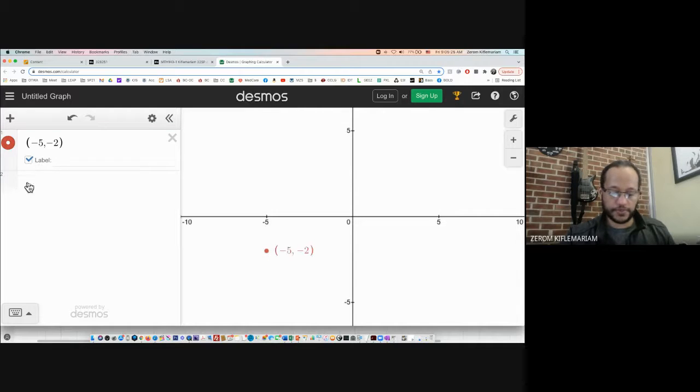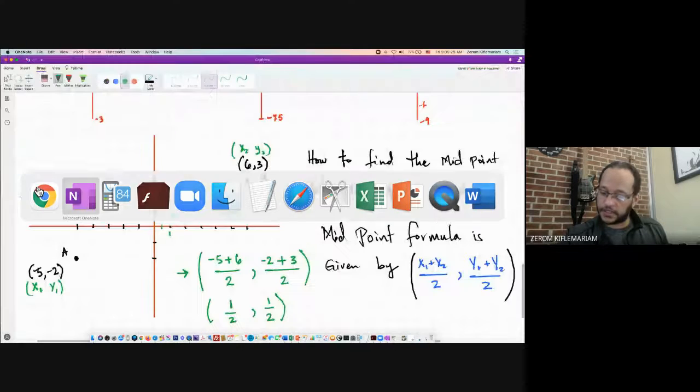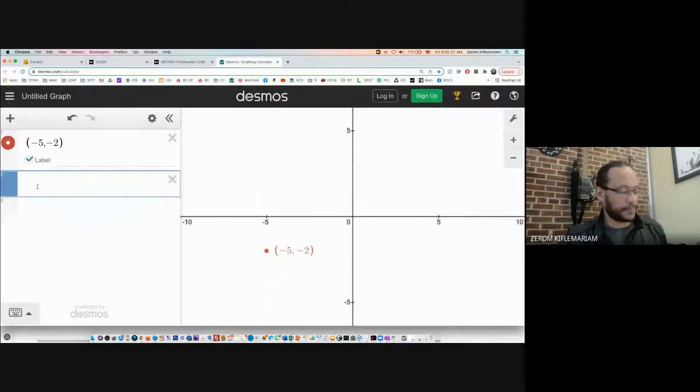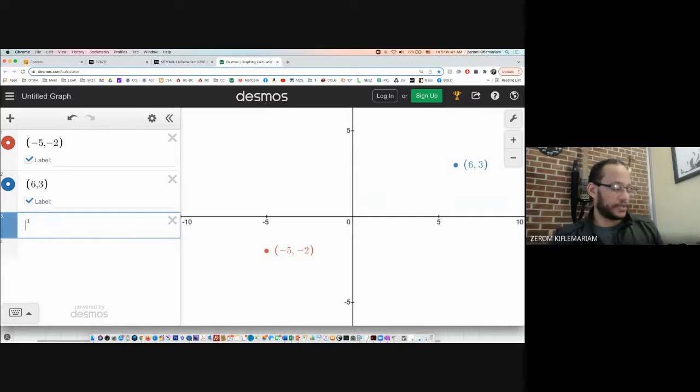That was our first point. And the next point was 6, 3, was it? We had 6 and 3. 6, comma 3 was the other point that we were given. And we said the midpoint that we found was 1 over 2, comma 1 over 2.